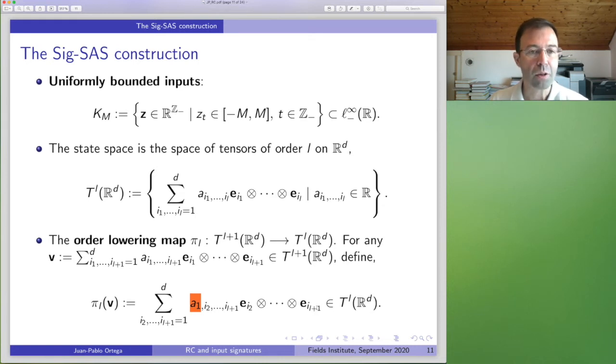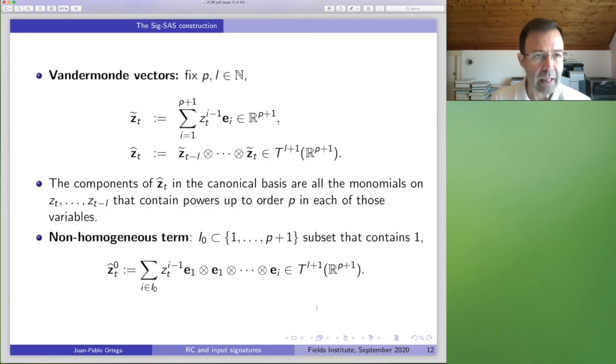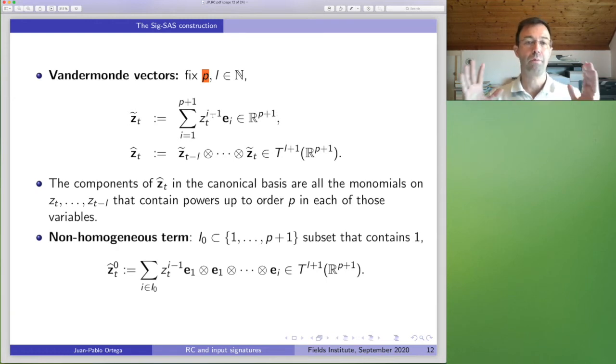Okay, so how do we use all these ingredients? It's via one more final construction, which is these Vandermonde vectors. So we fix again P and L. L will be how many time steps I look into the past, and P is going to be the order of the truncated polynomial approximation that I will be looking at. Think of this Volterra expansion that you saw before. And so out of that we construct this P plus 1 tuple made out of powers of this C_t, right?